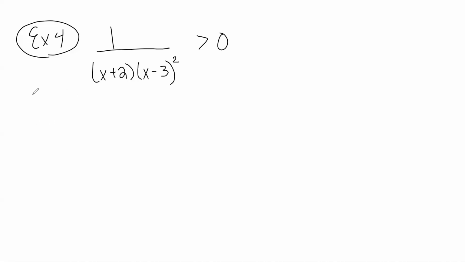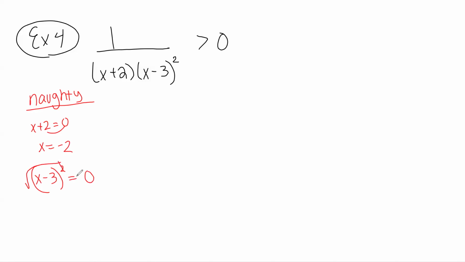So let's go ahead and find our naughty values by taking the bottom set to 0. So that would be x plus 2 set to 0, so that would be negative 2. And x minus 3 squared set to 0. Well, take the square root, but the square root of 0 is still 0, and x equals 3. So this is a critical value, and this is a critical value. And usually we would take the top set to 0 as well, but 1 set to 0 doesn't work. There's no critical values off the top.